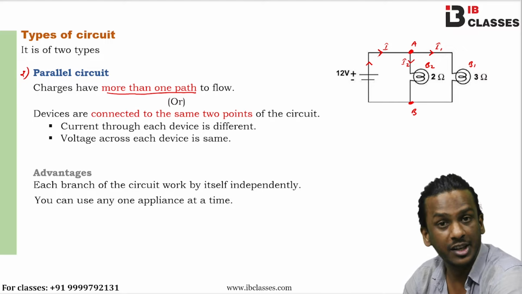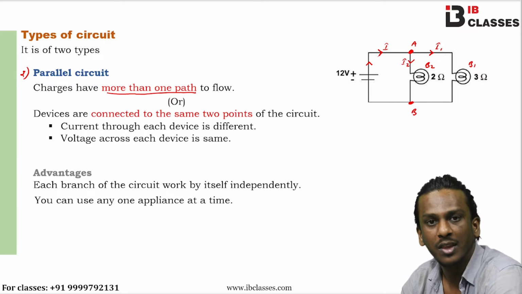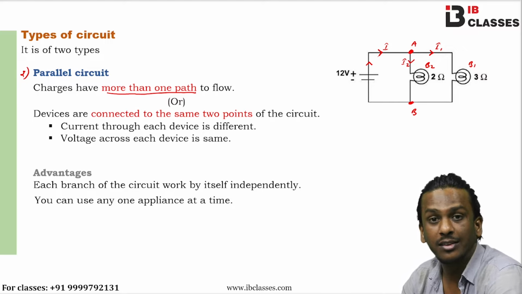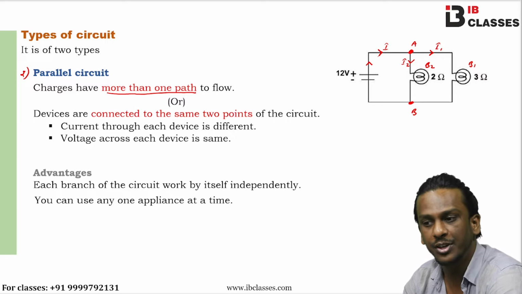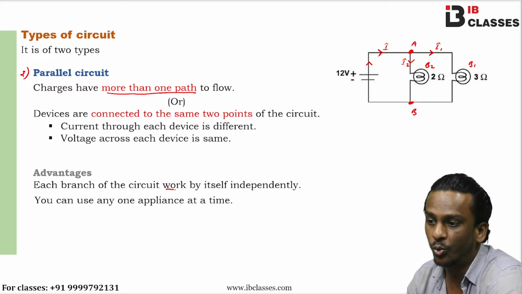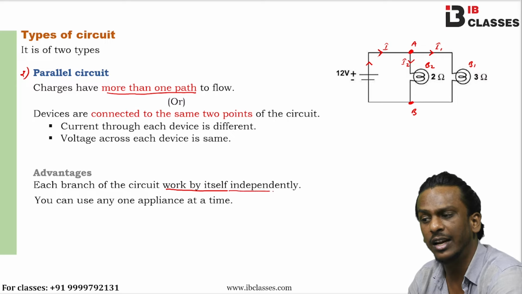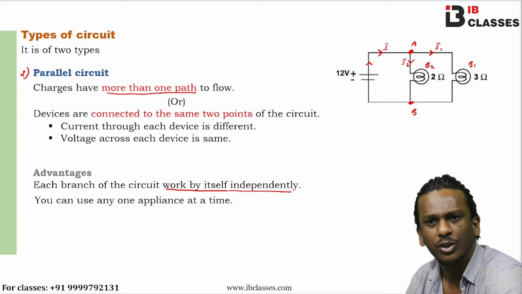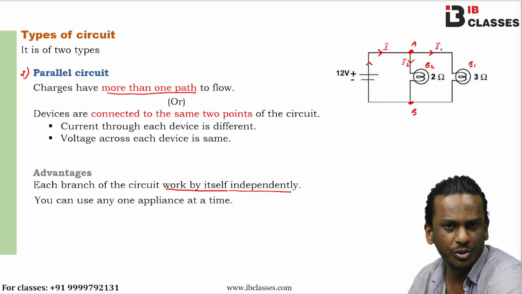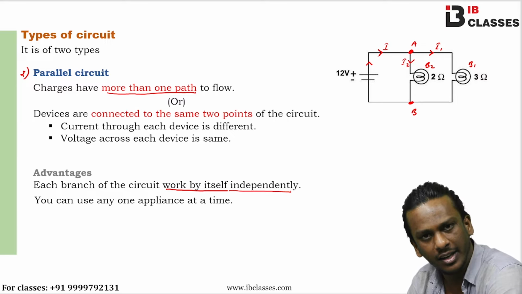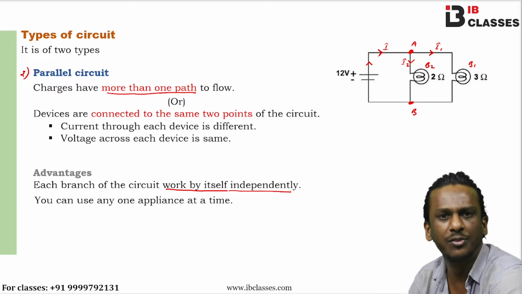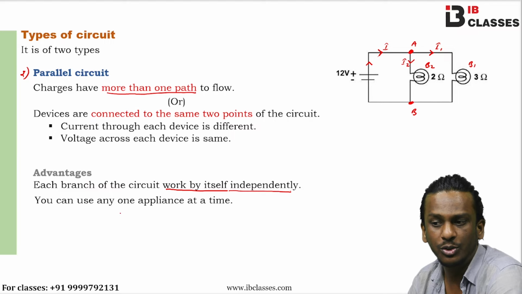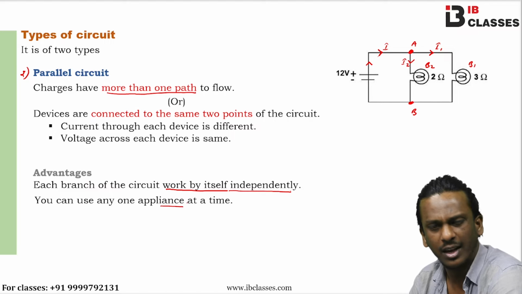Next one is the advantages of the parallel circuit. The advantage of the parallel circuit is that each and every branch of the circuit works by itself independently, meaning you can use your electric bulb or your fan or your electric heater or the refrigerator individually. Hence, you can use any one of the appliances at a time.